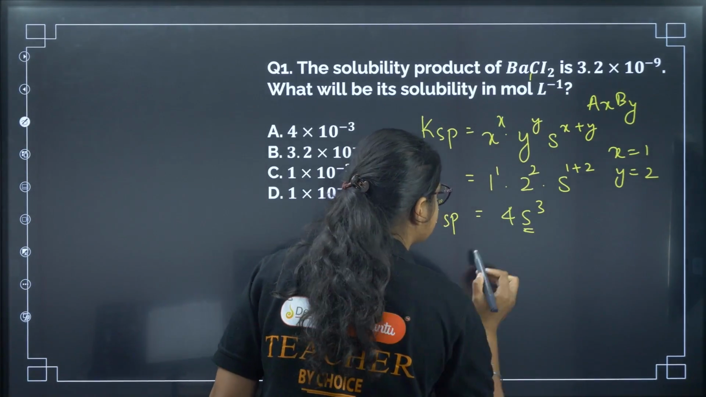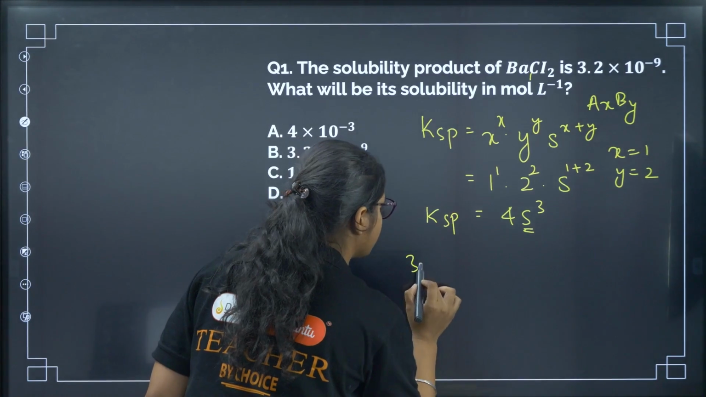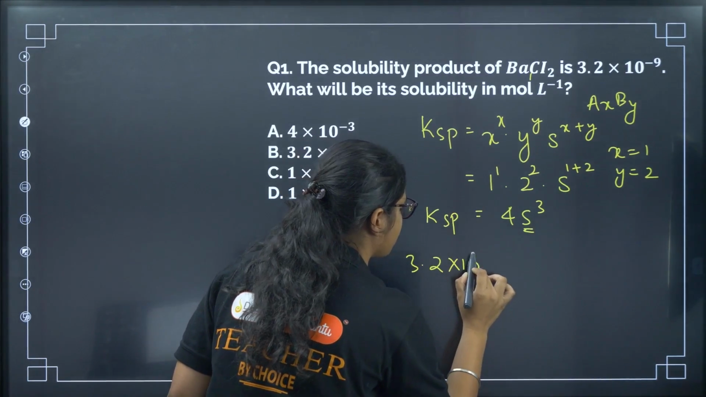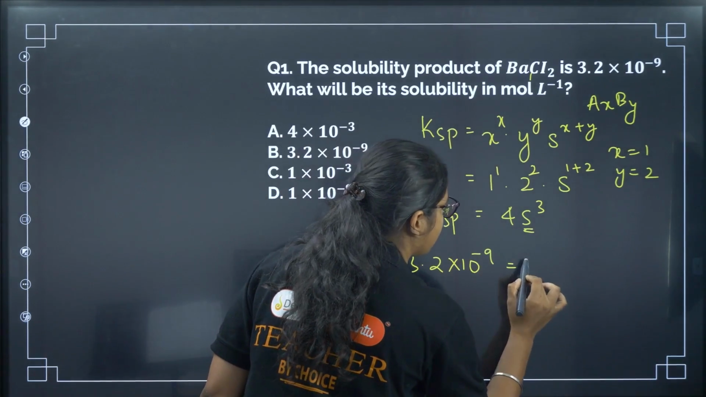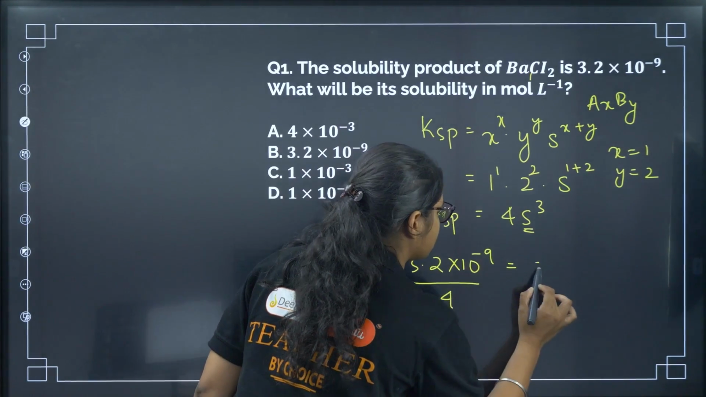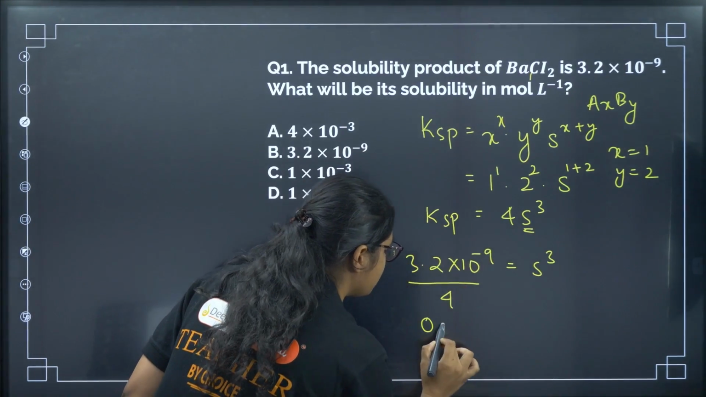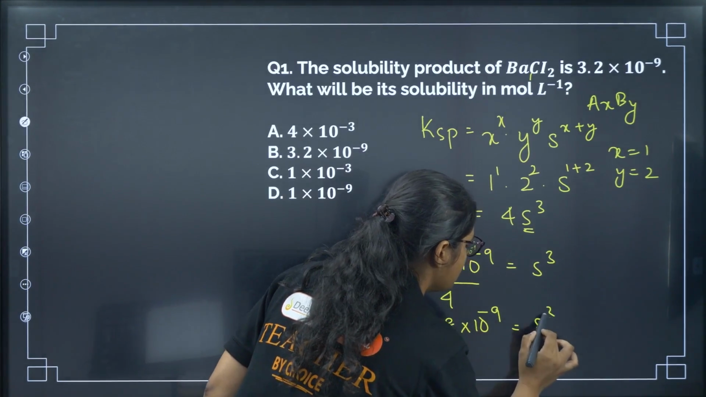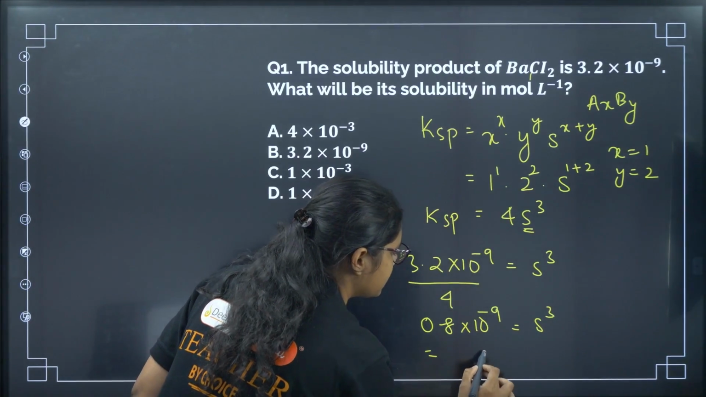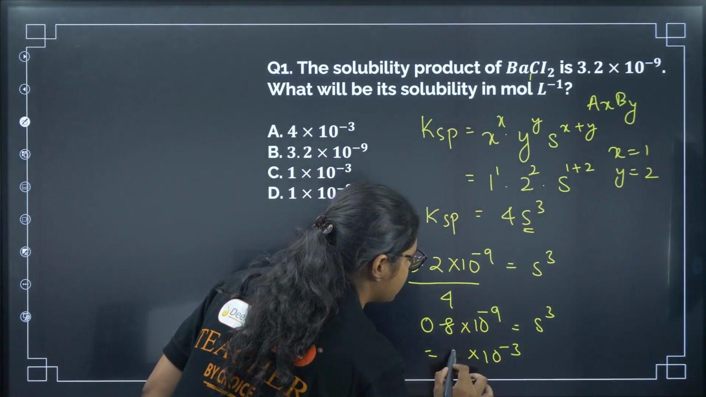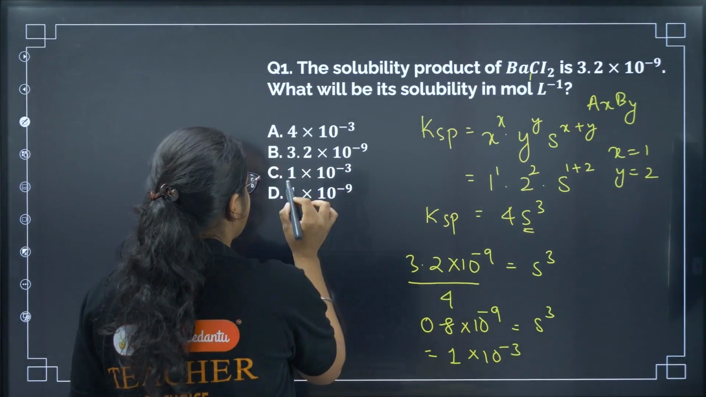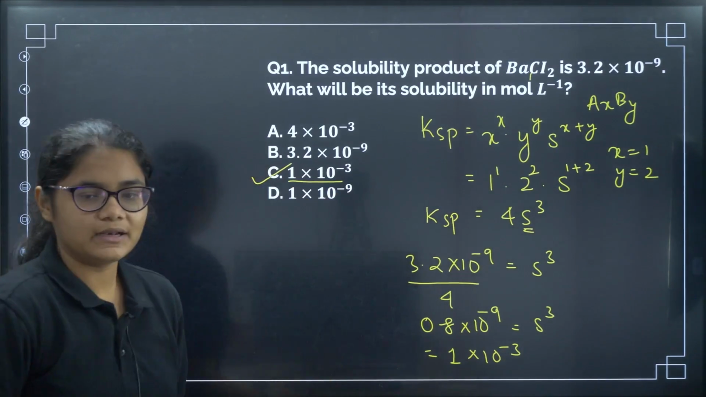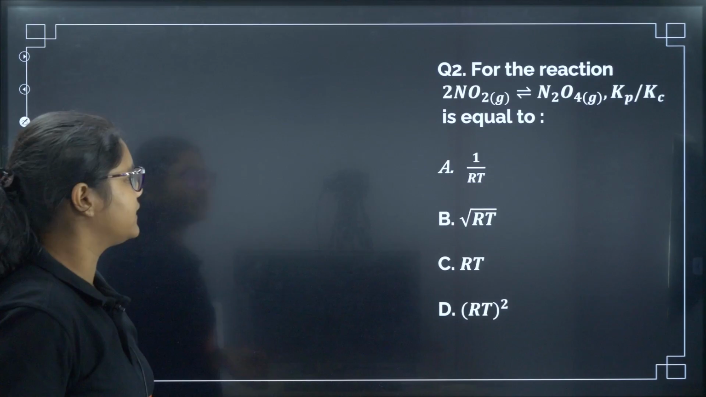So we need to find the s value. The Ksp value is given as 3.2 into 10 to the power of minus 9, divided by 4 is equal to s cube. So I'll get 0.8 into 10 to the power of minus 9, equal to s cube. Now if I take the cube root on this side, we get 10 to the power of minus 3 into 1. So the correct answer for this question is option C. Now let us see the next question.